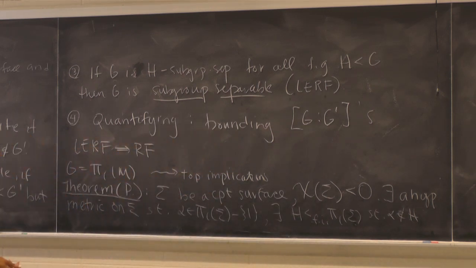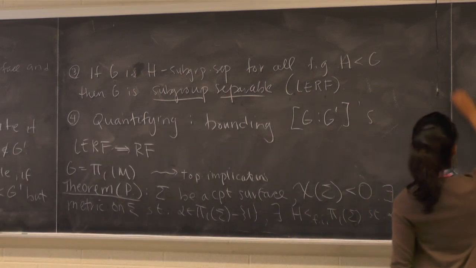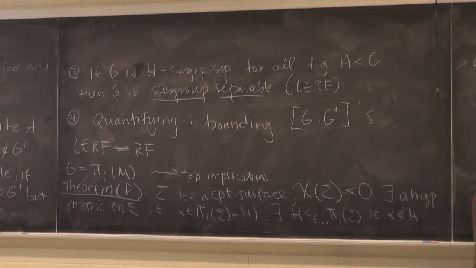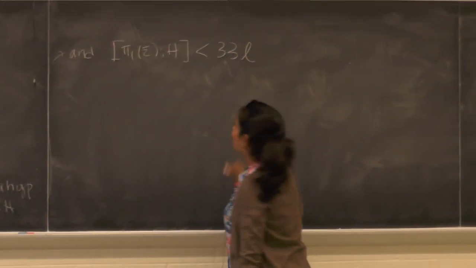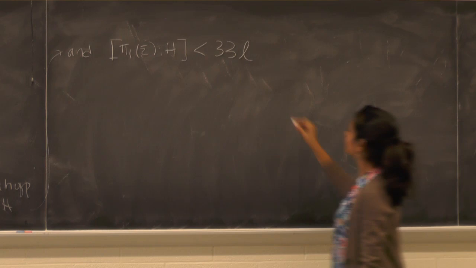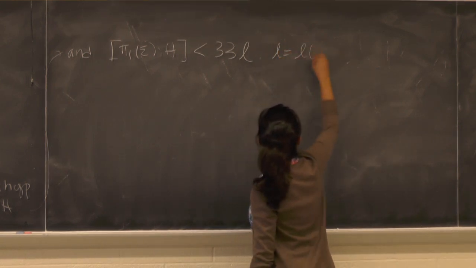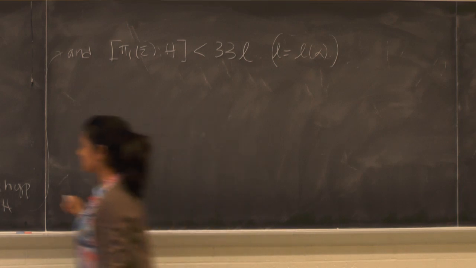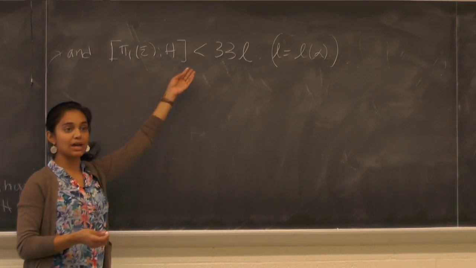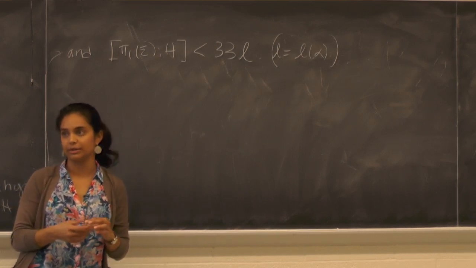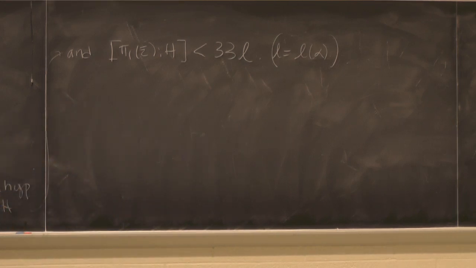And where does the quantifying come in? The index of this subgroup is bounded by 33L. Here, L is the length of the unique geodesic representative of this homotopy class of loops. So the first part of the statement is saying we can always produce a finite index subgroup. That's residual finiteness. And now we're quantifying residual finiteness: you can have a bound on this index just in terms of the length of the element that you're trying to miss.